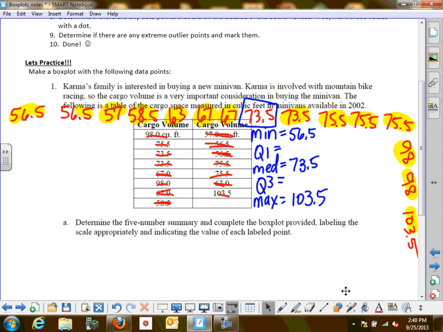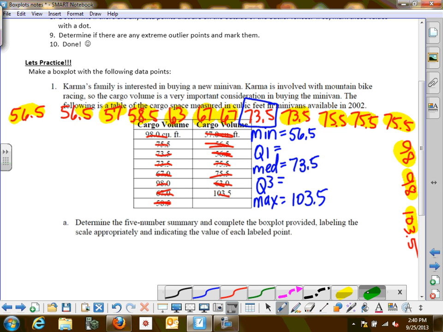Now, Q1 is the middle of this bottom half. So let's find the quote-unquote median of the bottom half. I'm going to do that in a different color. So I'm going to take this bottom half. Some texts include the median in both sides when they compute. Some don't even count the median, and we're going to do that. Some just leave the median as the median. That's what we're going to do.